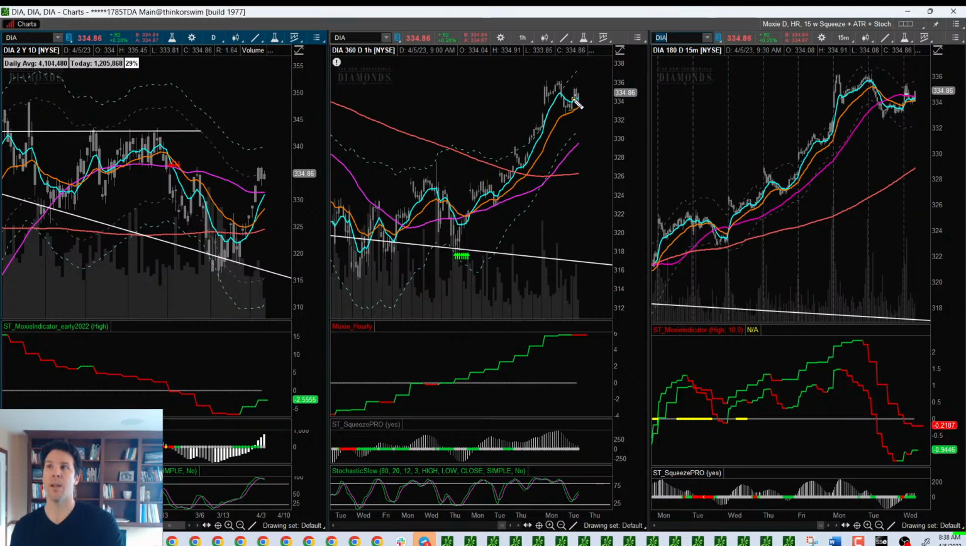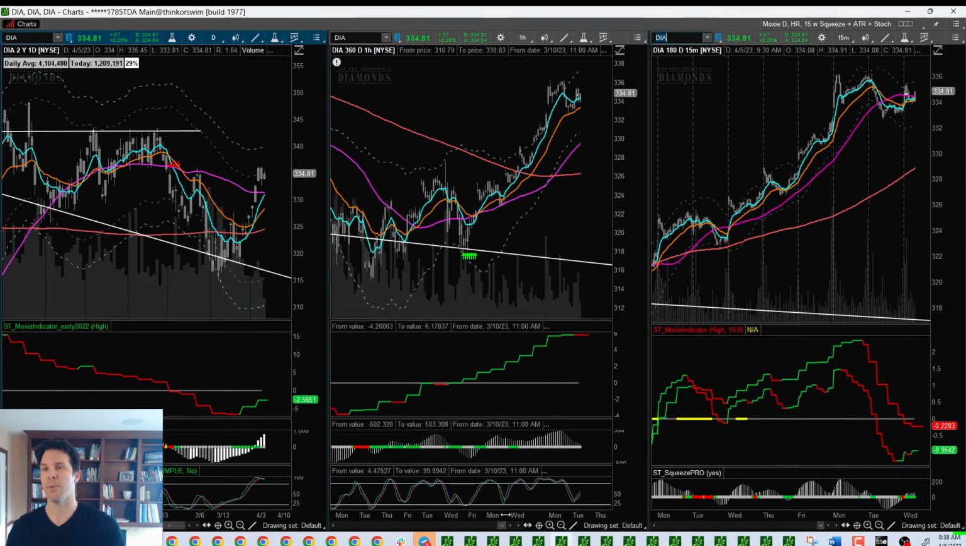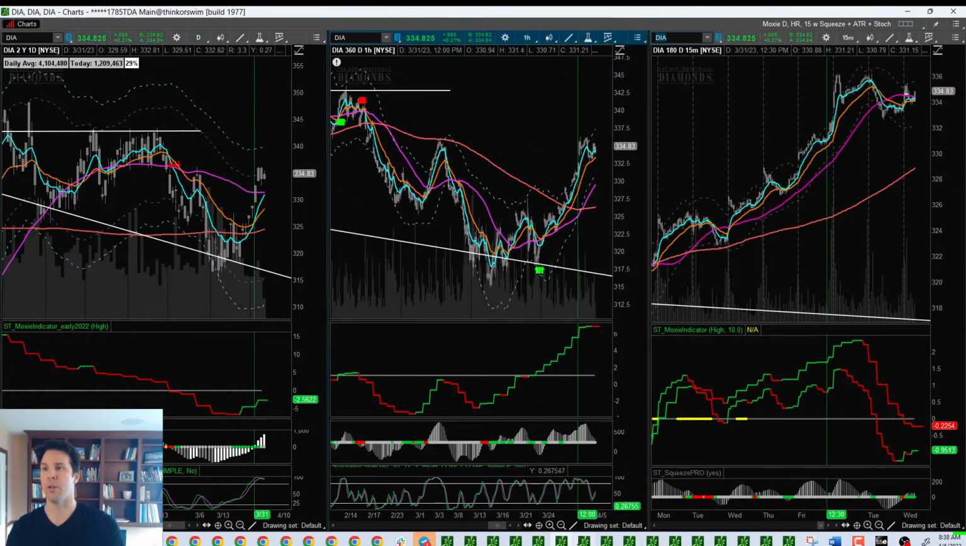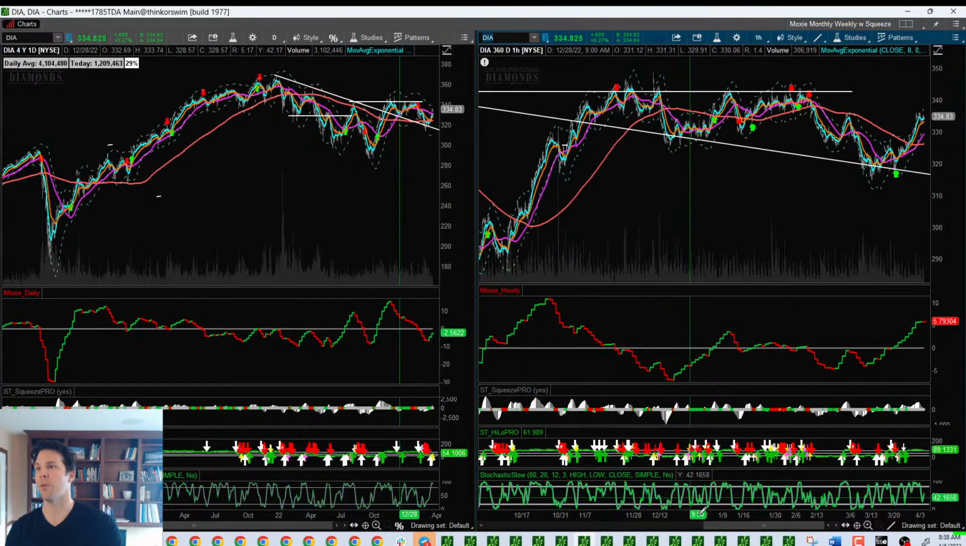Now it doesn't necessarily have to do it by going down. It can do it by going sideways and having the 50 move up to it. And that's kind of the challenge. That's always been the thing, is like, okay, well, how is price going to fix the overbought condition? Let me see if I can kind of show you a couple other examples.